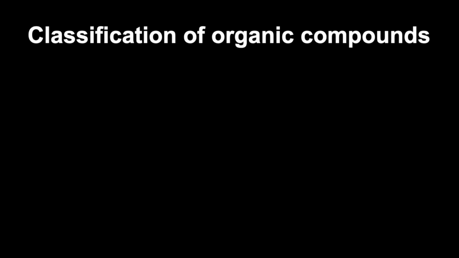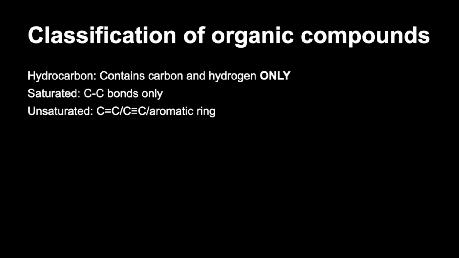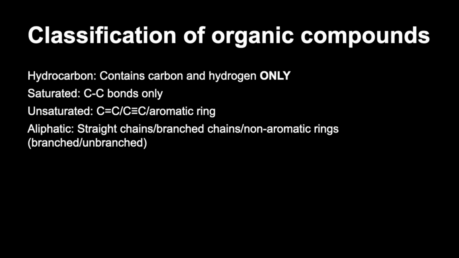Okay, so starting with classification of organic compounds. So a hydrocarbon contains carbon and hydrogen only. Saturated compounds contain carbon-carbon single bonds only. Unsaturated compounds contain multiple carbon-carbon bonds, so double, triple, and also aromatic rings, so benzene rings. Aliphatic can be straight chains, branched chains, or non-aromatic rings, and those rings can be branched or unbranched. Aromatic compounds must contain one or more benzene ring.